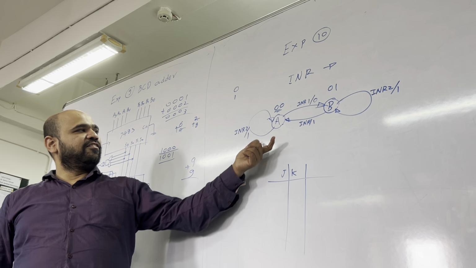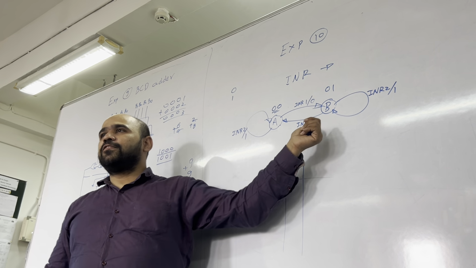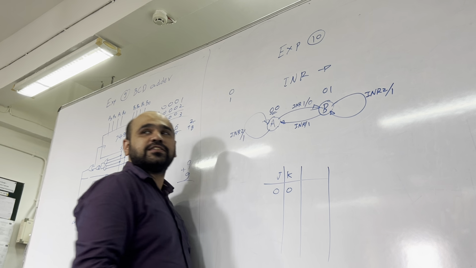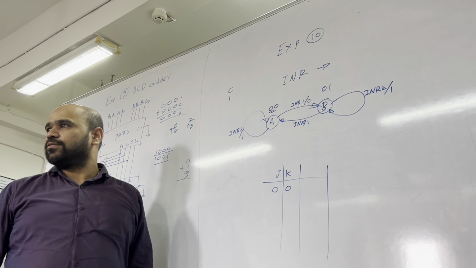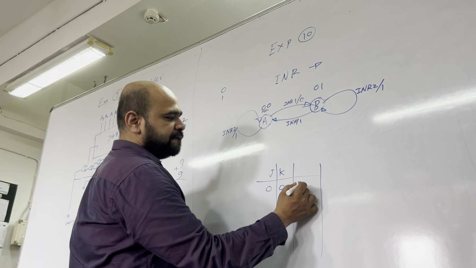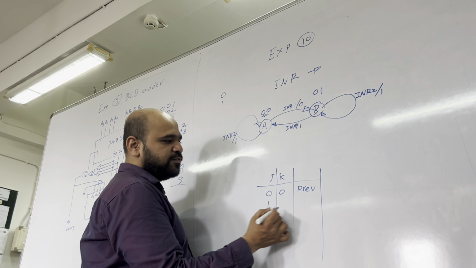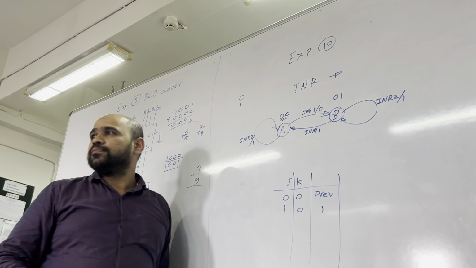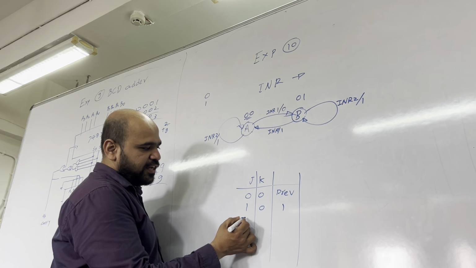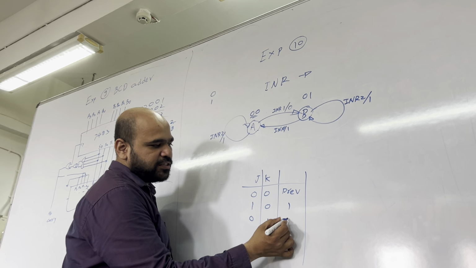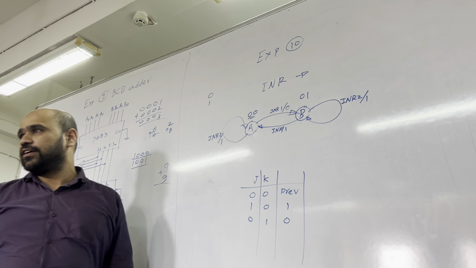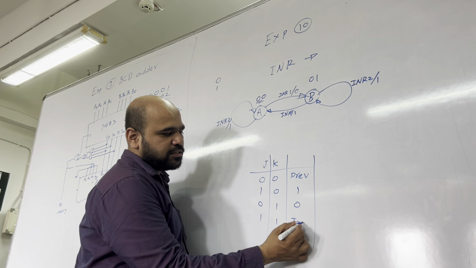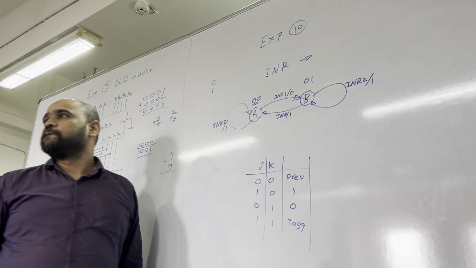And how do you design this JK flip flop? What is the rule? If J is 0 and K is 0, output remains previous output. If J is 1, output is 1 irrespective of K. If J is 0, K is 1, output is 0 irrespective of previous condition. And finally, if both are 1 1, output is toggle. Okay?